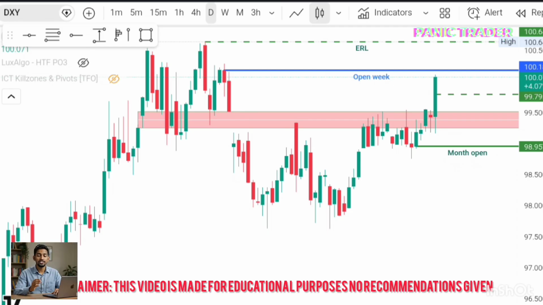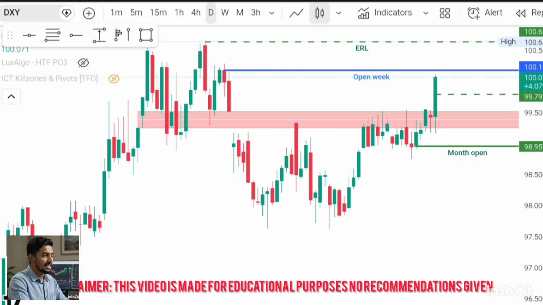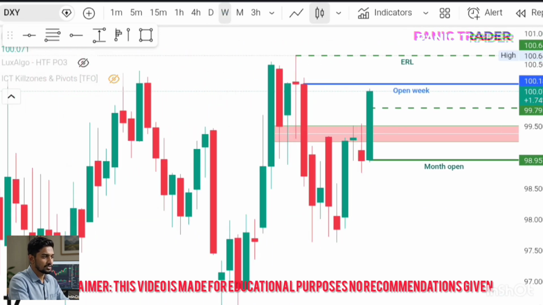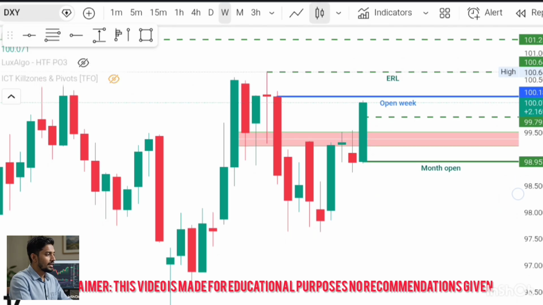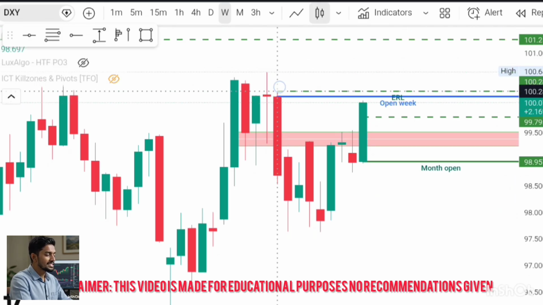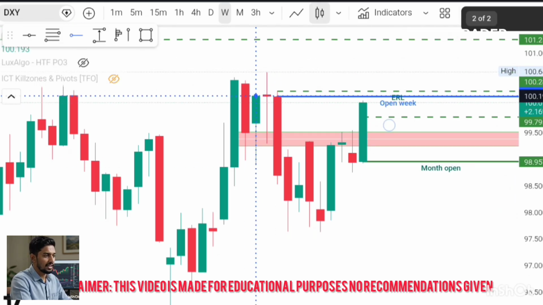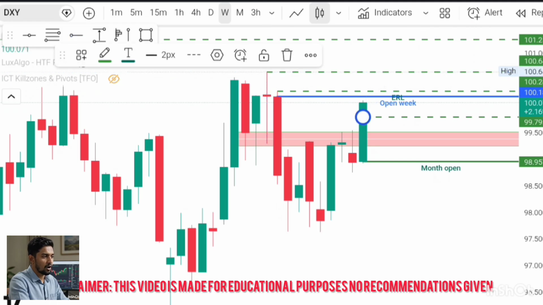Without any further delay, we can go into the analysis. Starting with the dollar, in the weekly analysis, we can see that there's a good bullish candle. The possible liquidity is these highs and these highs. There are two major liquidity zones. I am marking these levels as the first level and second level. These are the major liquidity levels.